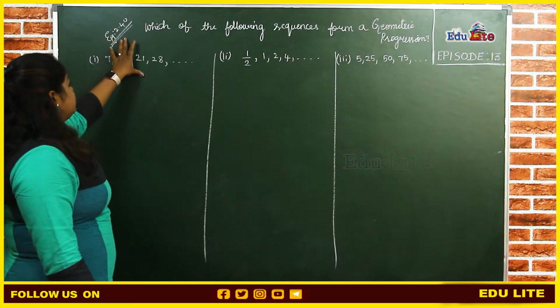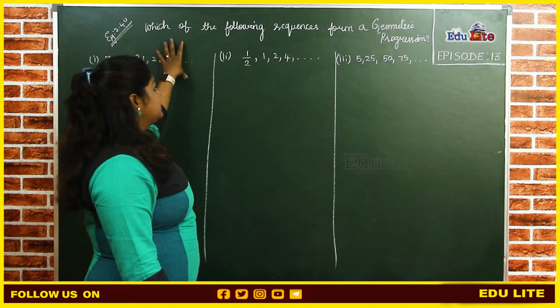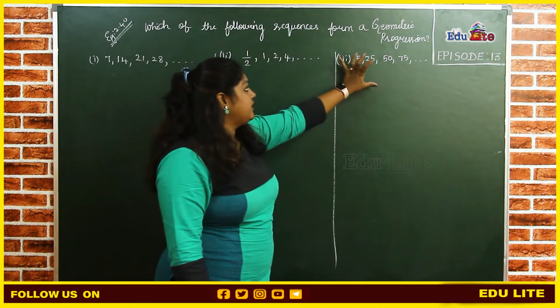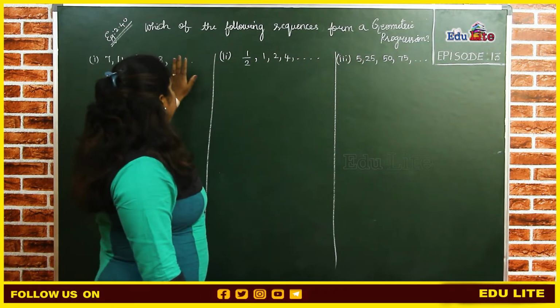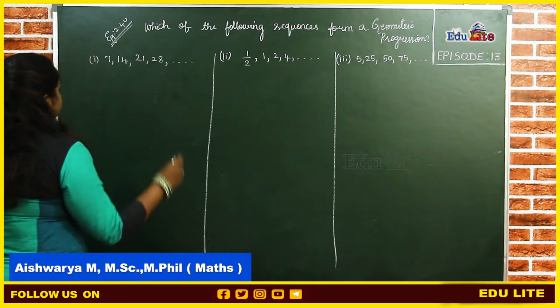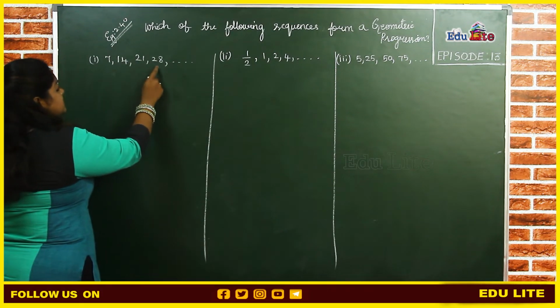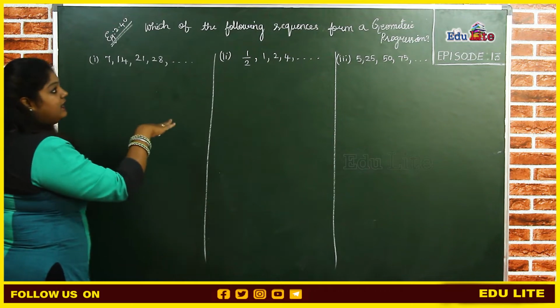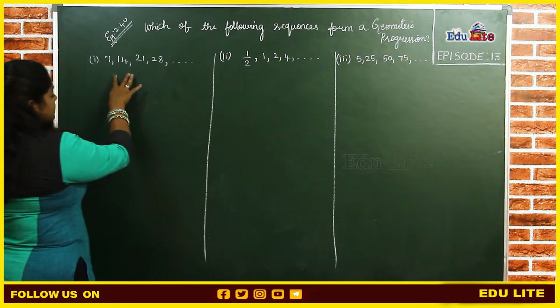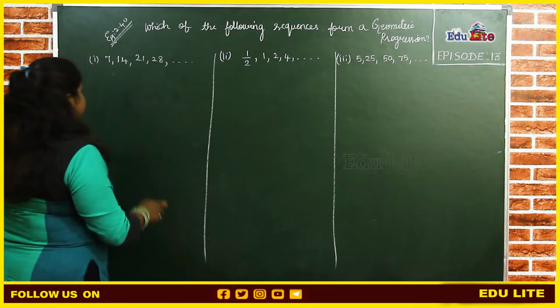Now we are going to start with the problem, example 2.40. What is given in this problem is, we are given 3 sequences and we need to find which of these sequences are GP. As I already told you, if the common ratio between any 2 successive terms is equal, that is the value of R is constant, then we can say that the sequence is a GP. So let us check that.